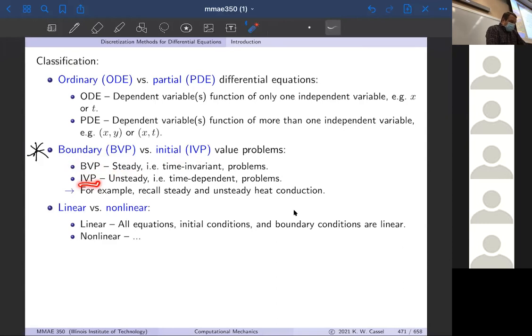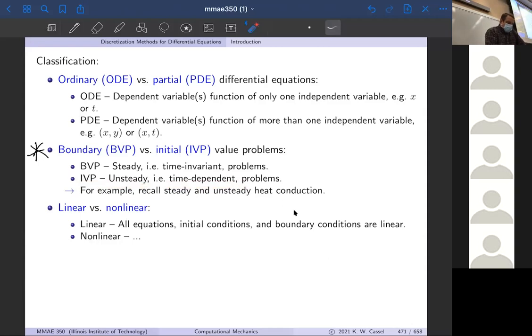IVPs, initial value problems, have an initial condition. So now one of the boundaries is t is equal to zero when you start the evolution of this equation. So that's an unsteady problem. It's now time dependent. And you start with what is the behavior at t is equal to zero, and then the equation determines the behavior as it evolves in time.